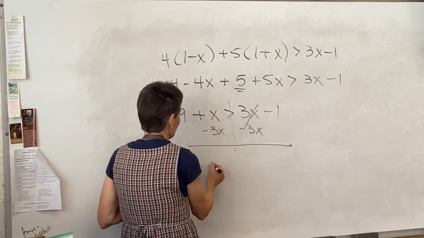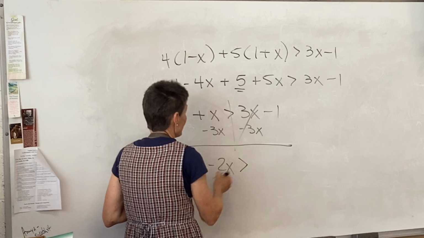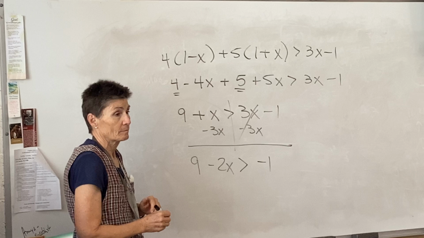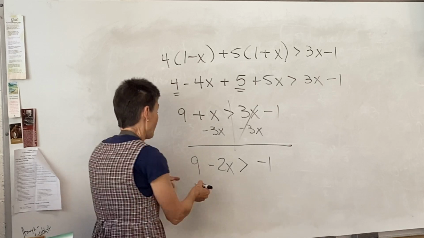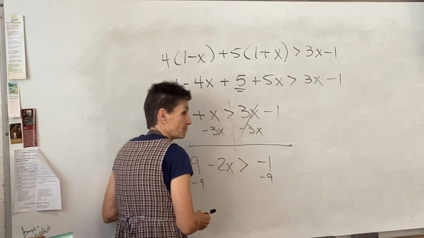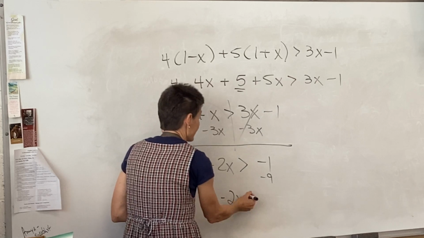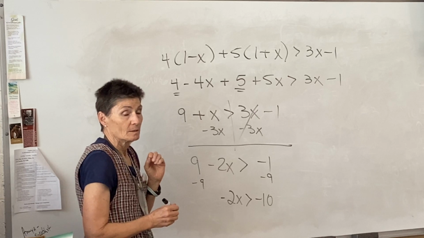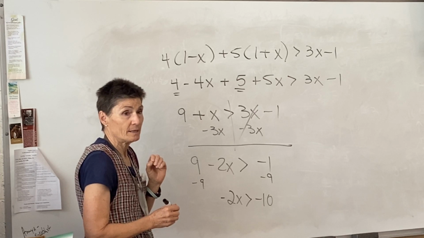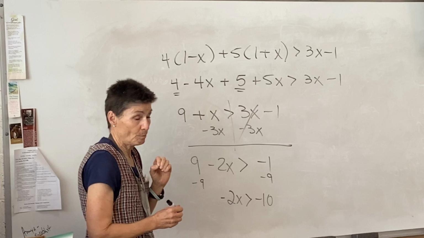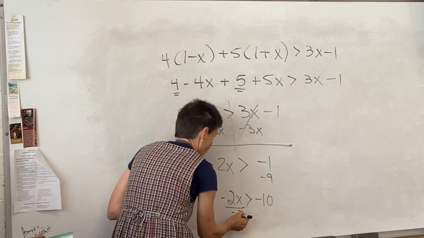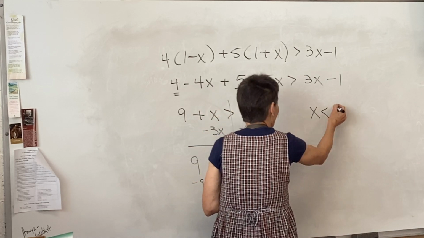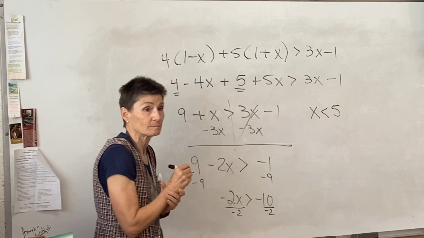So we have 9 minus 2x is greater than -1. And since you did that, then you really probably are going to subtract 9. So -2x is greater than -10. Oops, here comes the tricky part. We're going to divide by -2, but that means I have to flip the sign. So I'm going to end up with x is less than 5.